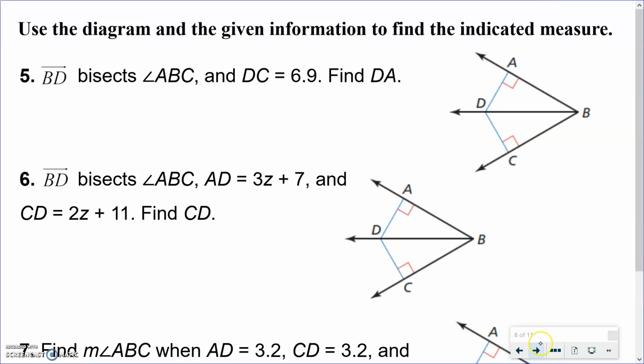All right, so we can use this information as well. It tells us BD bisects angle ABC. So we know these are equal. And DC is 6.9. So that's this part right here. And it asks what DA is. And since we know this is an angle bisector and these are perpendicular, we know DA is also 6.9.